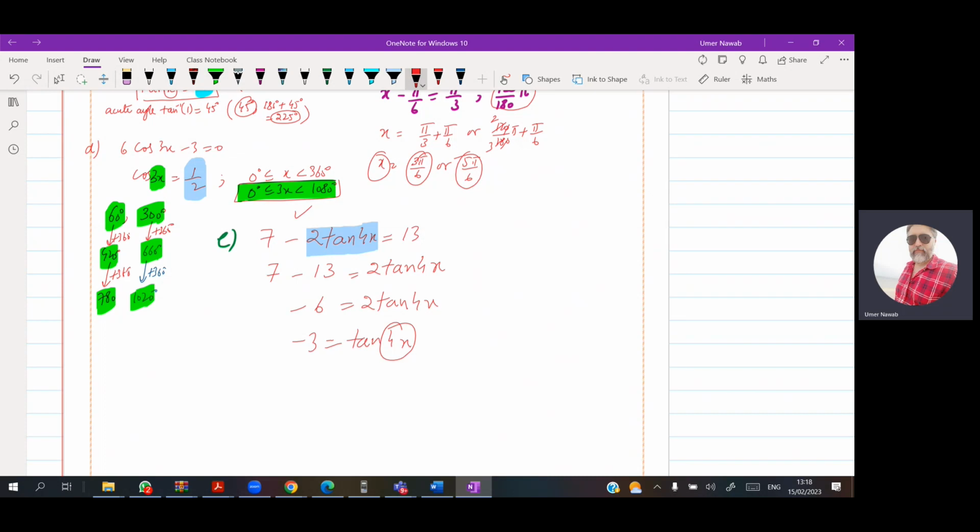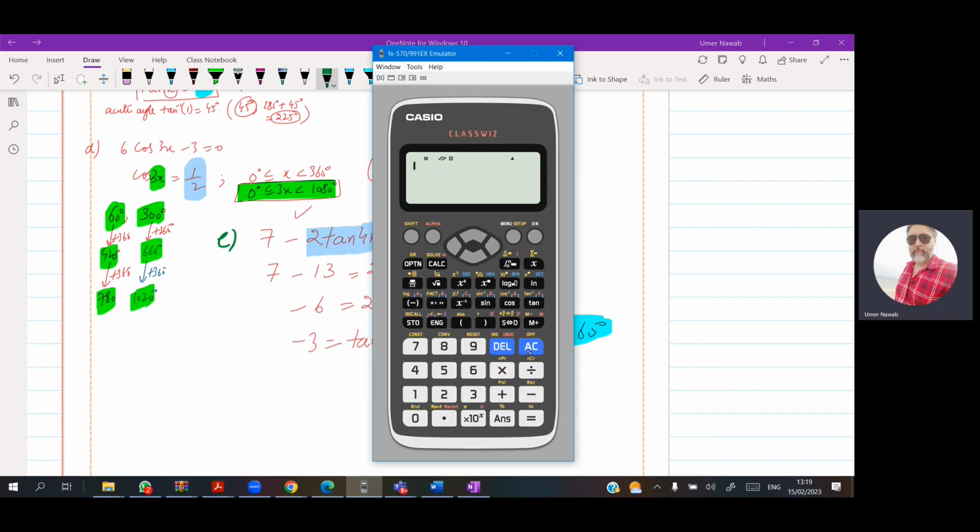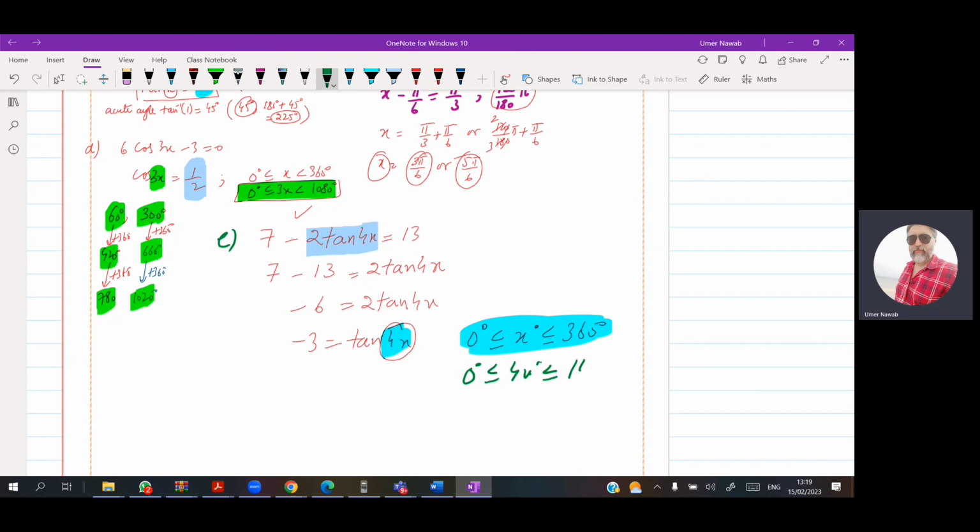Shall I define the domain? Yes. My original angle was from 0 to 360, and then I need to multiply all the sides by 4. When I do this, it gives me 360 times 4, I'm going to get 1440. Now, this is my dummy domain.